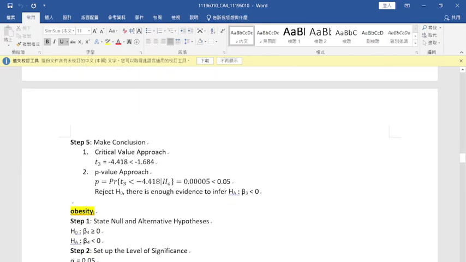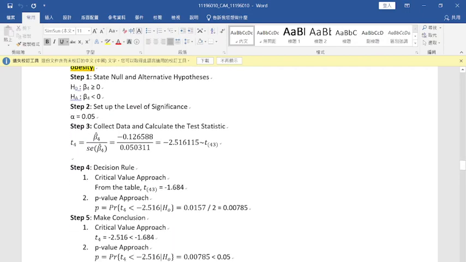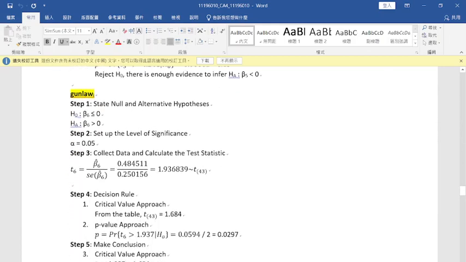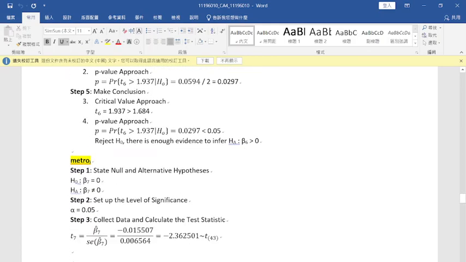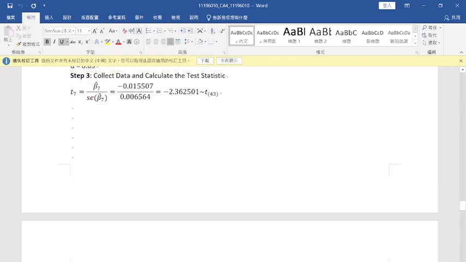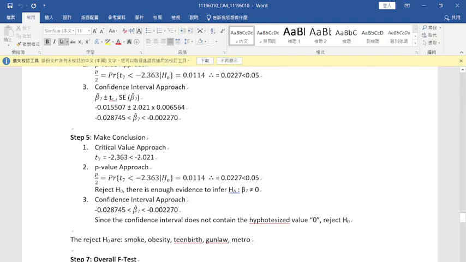For smoke, the conclusion is reject the null hypothesis. There is enough evidence for the alternative hypothesis. This is the same with obesity, teen birth, and gun law. And this is for the metro. Our conclusion is the same: reject the null hypothesis. So the variables where we reject the null hypothesis are smoke, obesity, teen birth, gun law, and metro.